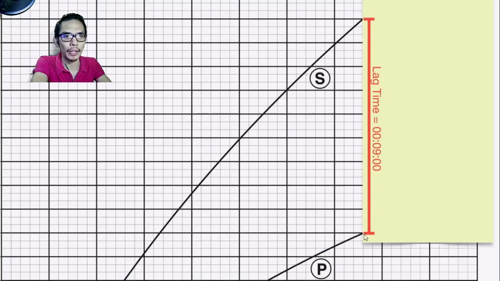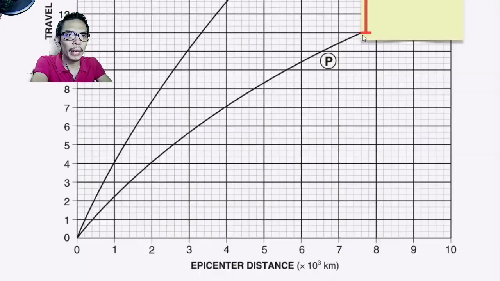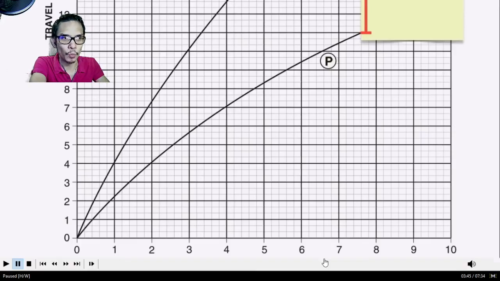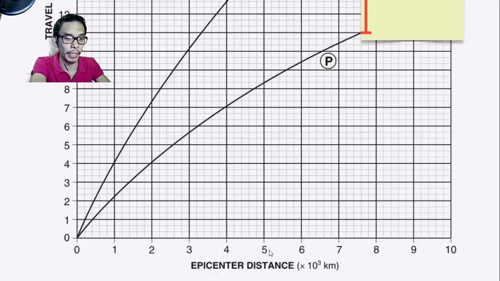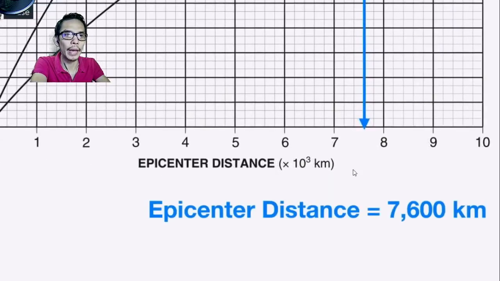Okay, so it is somewhere here. It is aligned now. After that, using your ruler, you make a line from the bottom of your mark down to the x-axis where the epicenter distance is located. There you have it. So you have now your line. And to determine the epicenter distance, it landed on 7.